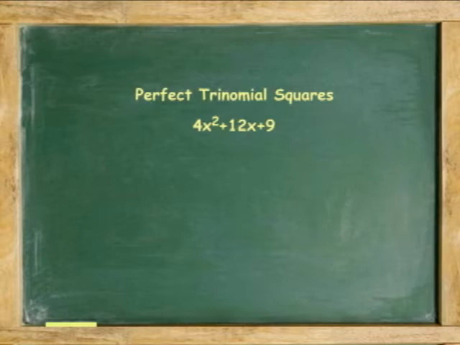Another example, 4x squared plus 12x plus 9 is a perfect trinomial square because the last term is positive. The first and last terms are squares. 2x times 2x is 4x squared, and 3 times 3 is 9. And the middle term is 12x, which is twice the product of the square root of the first term, which is 2x, and the square root of the last term, which is 3.